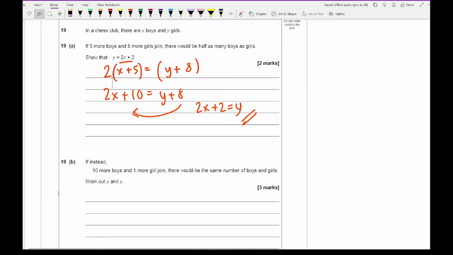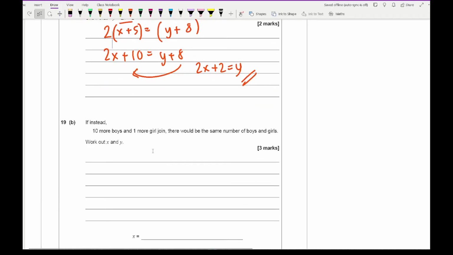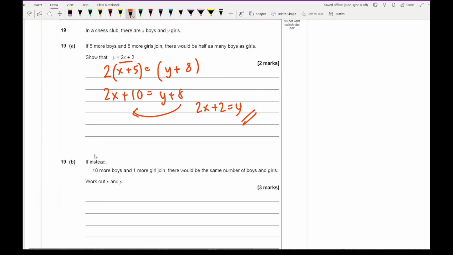Then it says if instead 10 more boys and 1 girl join, then there would be the same number of boys as there are girls. Now to translate that into algebra, I've got x plus 10 equals y plus 1. Now if I neaten this line up, I end up with x minus y equals minus 9. Well, actually, I need to solve this simultaneous equation. So if I rearrange this to make y the subject, y equals x plus 9.